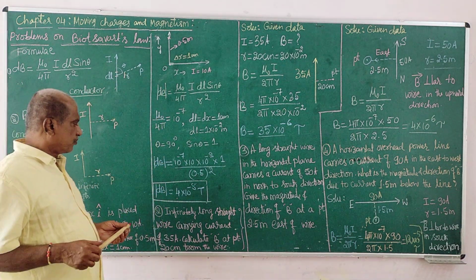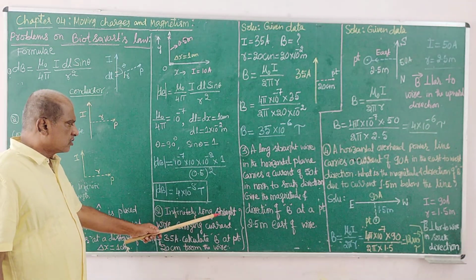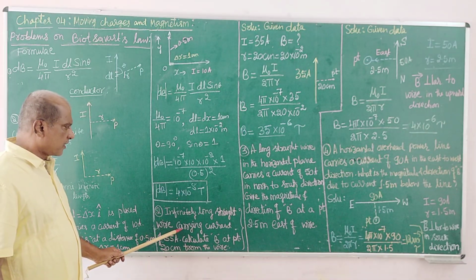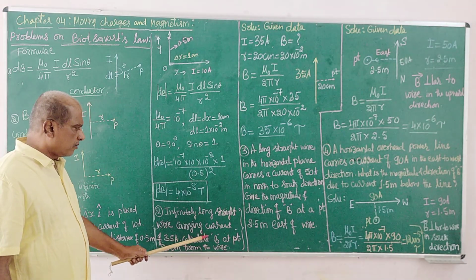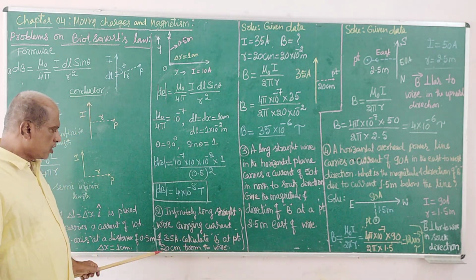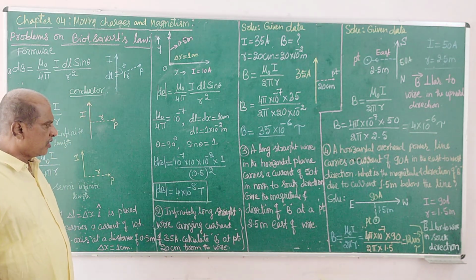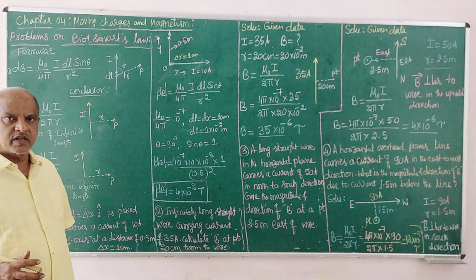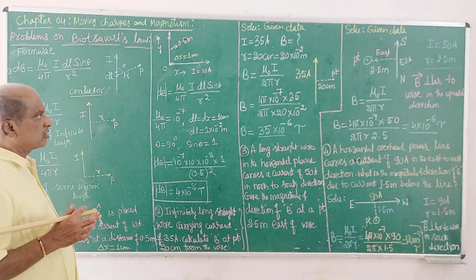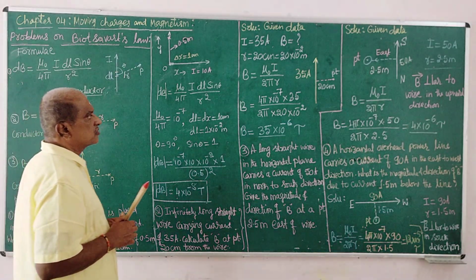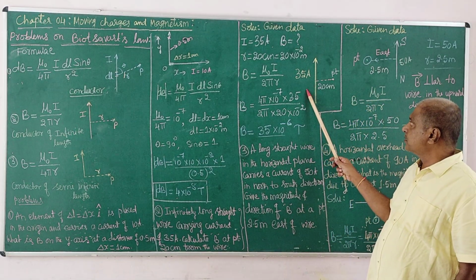Next problem is: an infinitely long straight wire carrying a current of 35 ampere. Calculate B at the point 20 centimeter from the wire. Let me put this data in pictorial form, that is pictorial representation or diagrammatic depiction of the data.